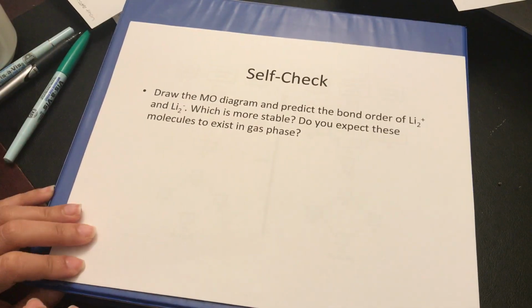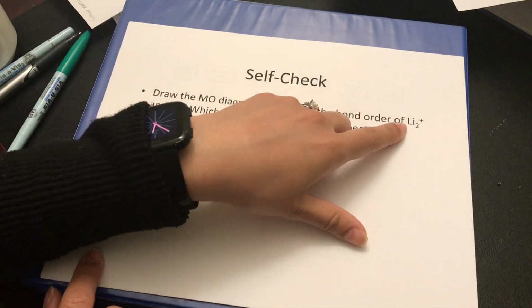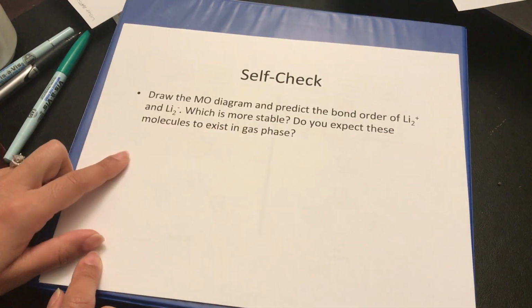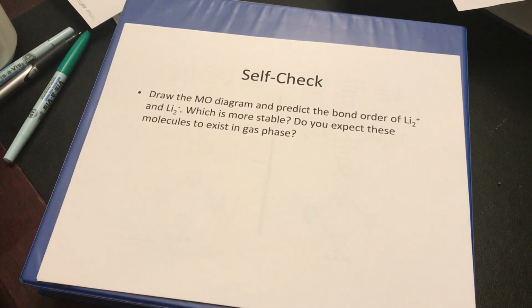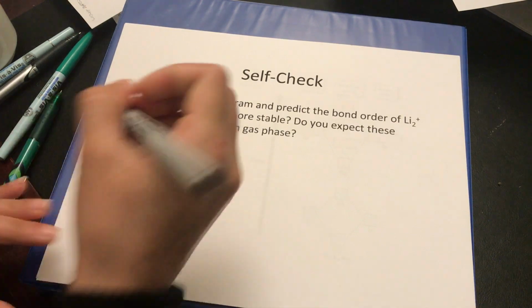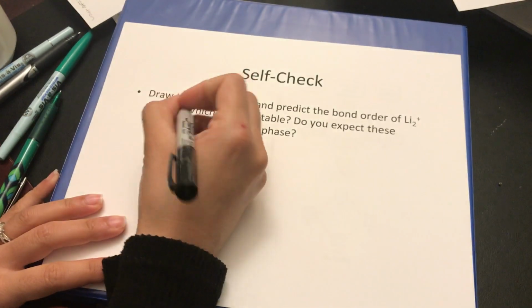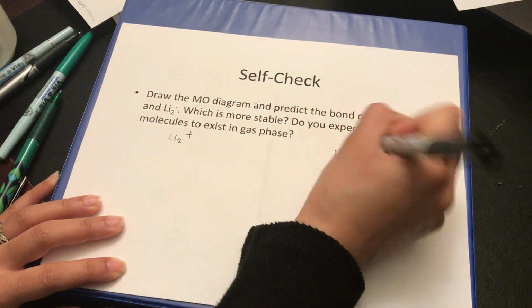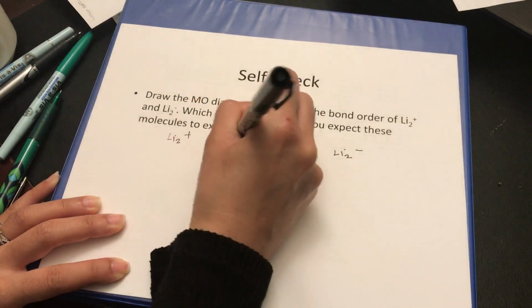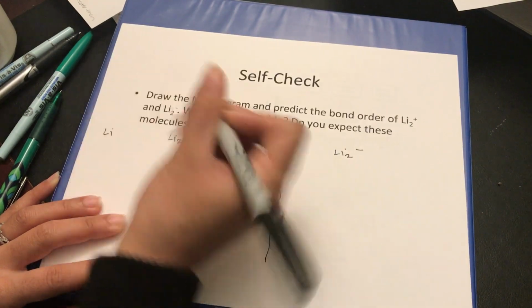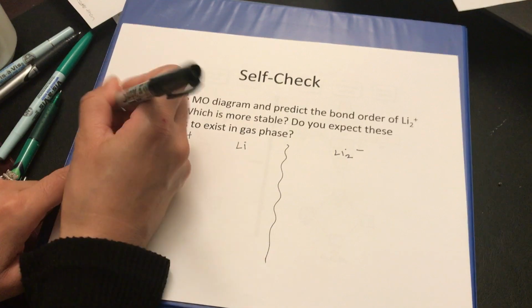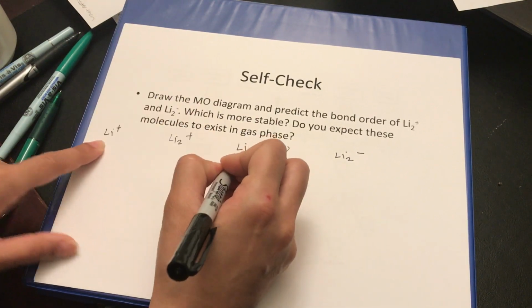Draw the MO diagram and predict the bond order of Li2 plus and Li2 minus. Which is more stable? Do you expect these molecules to exist in gas phase? So let's look at that. I have Li2 plus and then Li2 minus. I'll have lithium on both sides. I'm going to try this one first. Now the plus is only going to go to one of them. Doesn't matter which one because they're the same exact molecule.